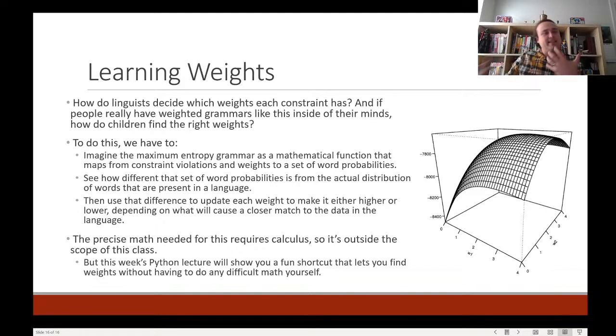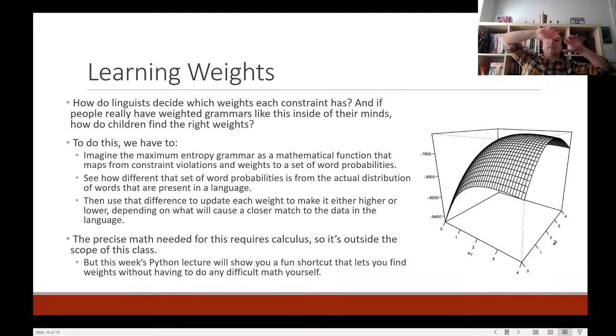But how do you actually get these weights, right? How do linguists decide what weights each constraint should have? And if people actually have this inside their head, if there are weighted constraint-based grammars inside a child's mind, how is the child learning their language that way? How are they finding the right weights for their grammar? So to do this, we have to imagine the maximum entropy grammar as a sort of mathematical function that maps from constraint violations and weights to a set of word probabilities.